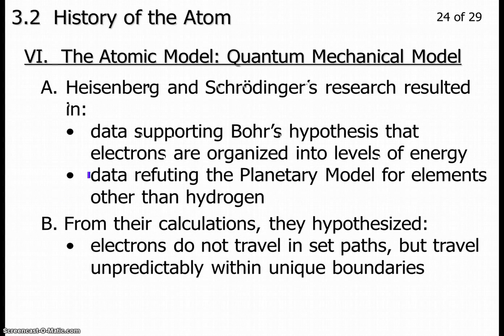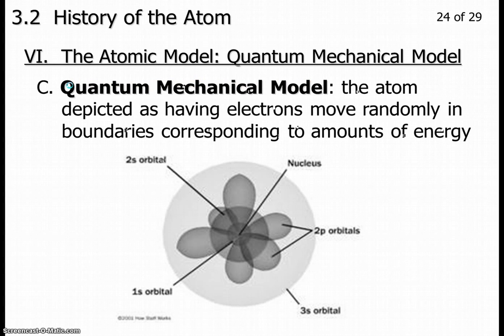Later experiments and calculations by Heisenberg and Schrödinger were able to refute this hypothesis, because they found that the electrons do not travel predictably, and the data does not work for models other than for the hydrogen atom. So they proposed that instead electrons do not travel in set paths, but they have unique boundaries that they do travel in. And they developed what's called the quantum mechanical model.